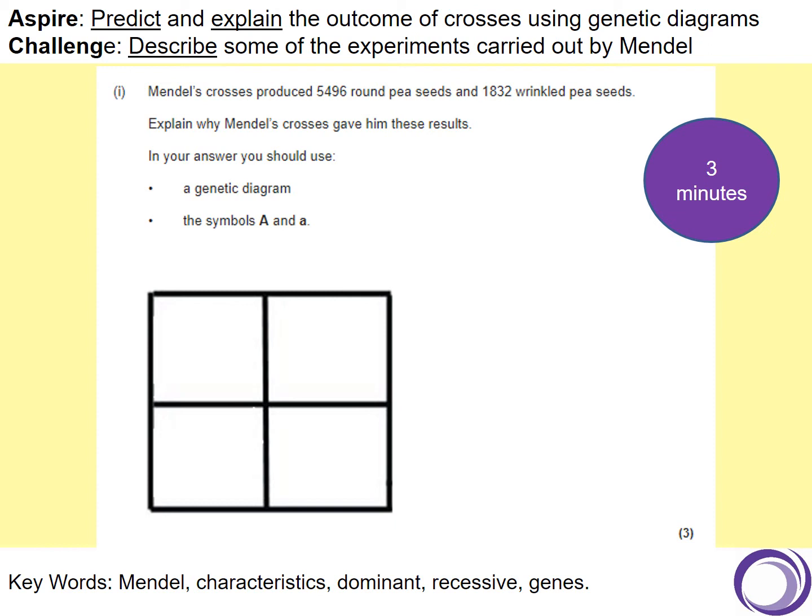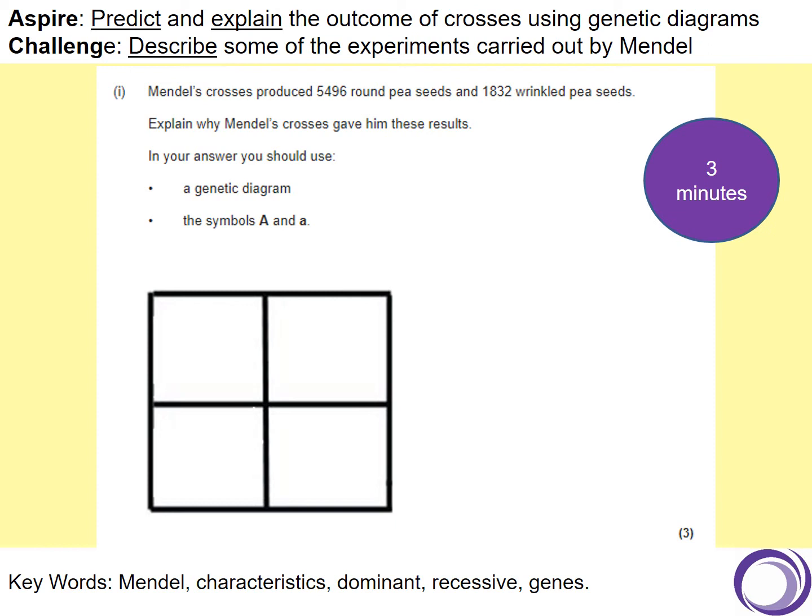Now the big clue here is those numbers. Have a look at how those numbers compare to each other. Now remember, it's not going to be exact because it's a ratio. It's not a definite outcome. But what ratio of peas were round to wrinkly? And then you need to try and work back from your answer to draw your Punnett square.